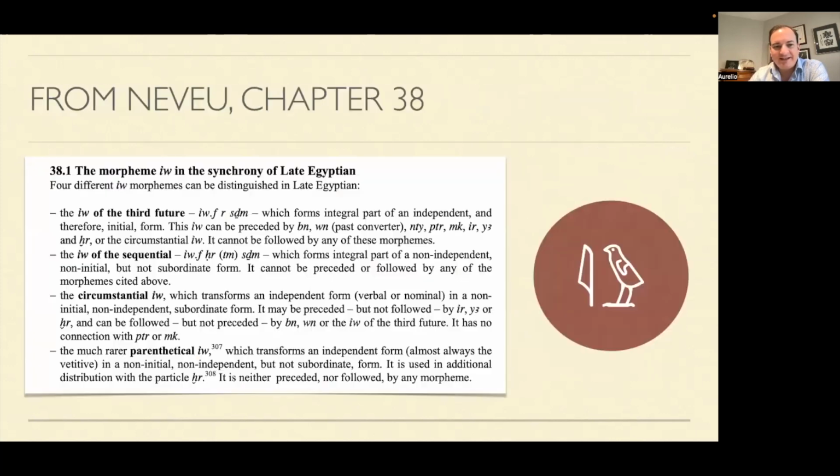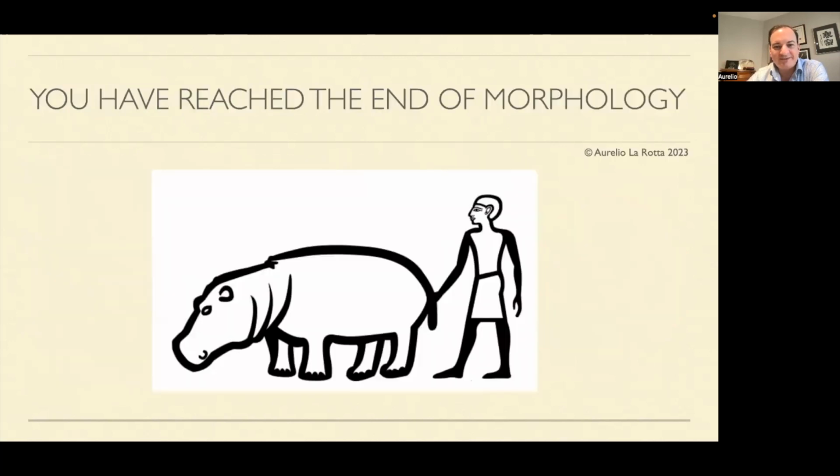I would say with this, we have officially closed out chapter 11, and we have officially closed out the morphology section. So congratulations. We're done with the first part with Neveu. It only took a year. Okay, technically 11 months.